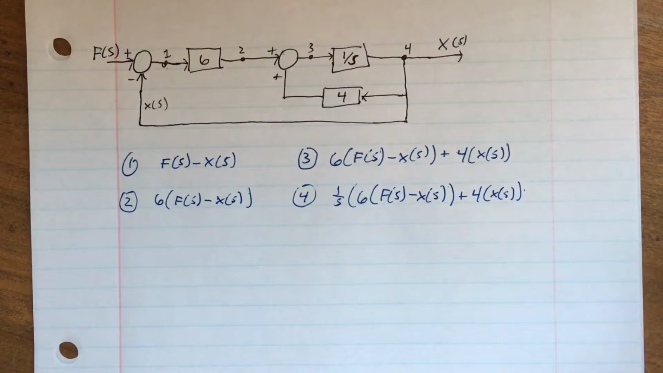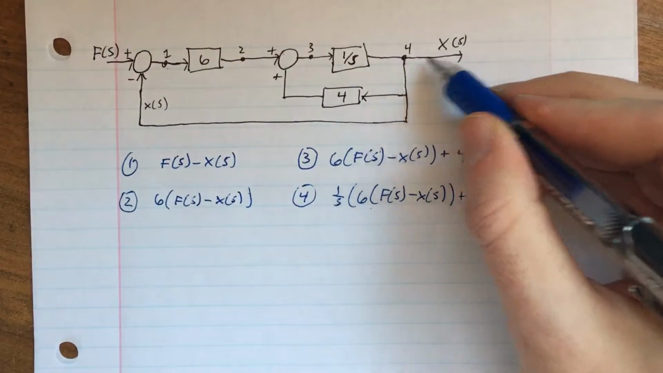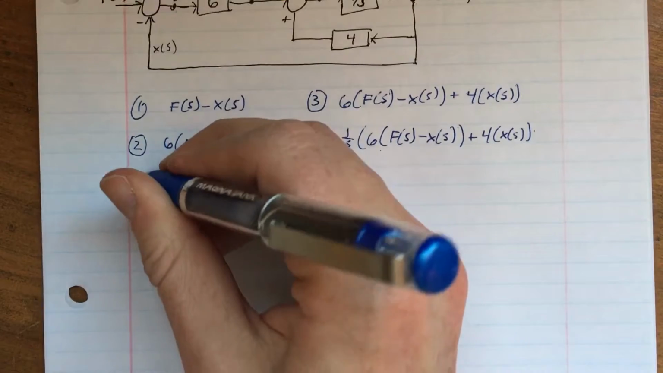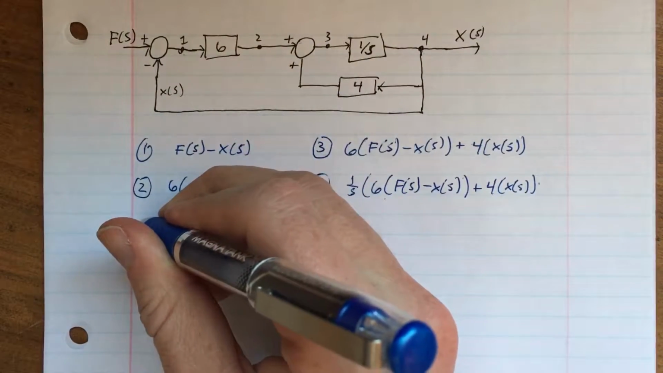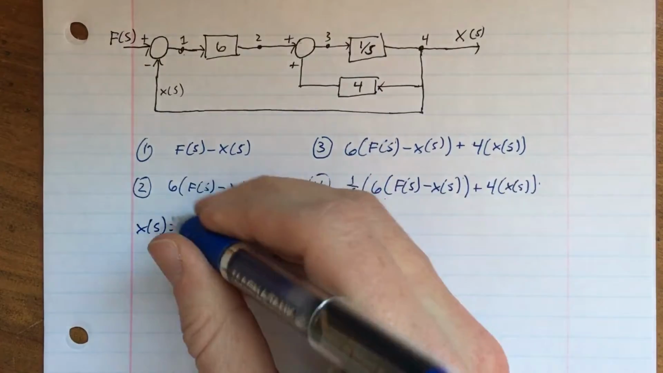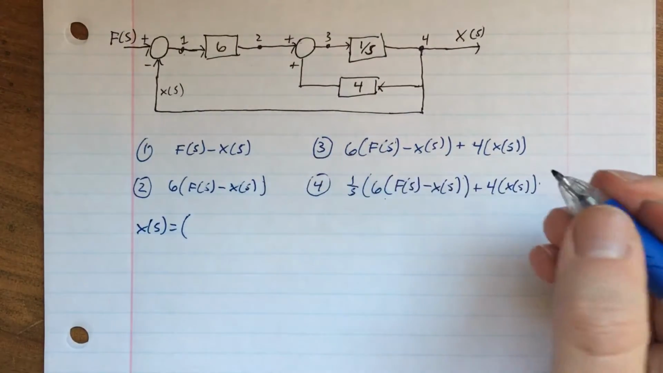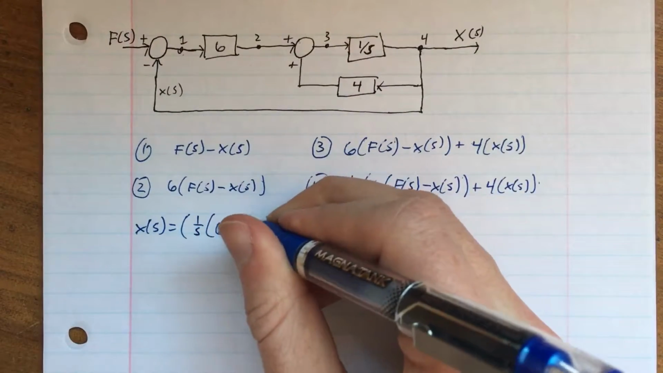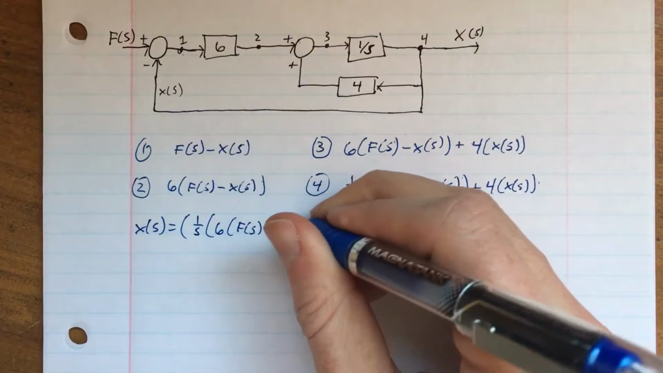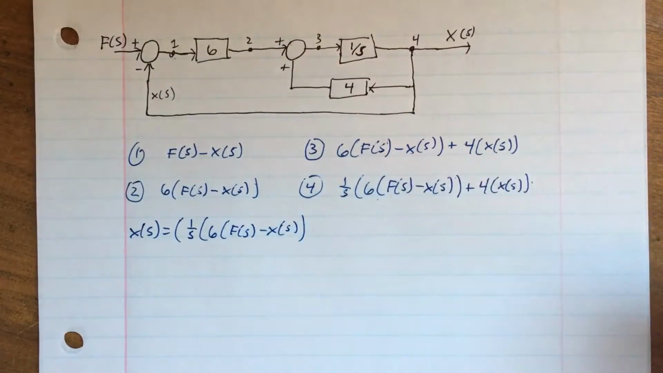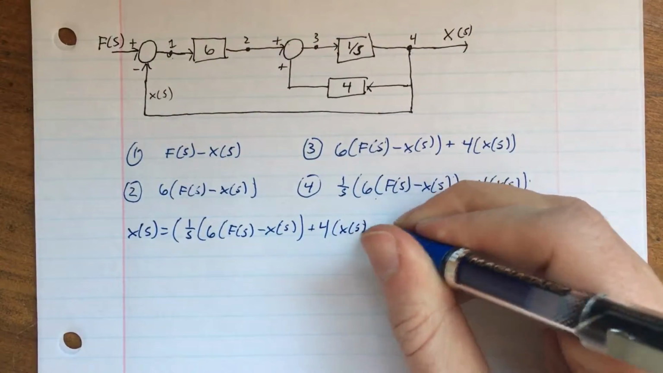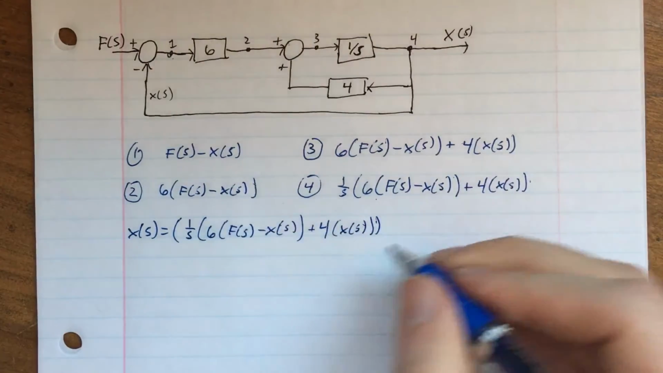Okay. And I'm going to take this and I'm going to simplify it down. Oh, one more thing. So this right here, this at point 4 is equal to x of s. So I'm just going to write that out here and start to simplify it. So I'll just rewrite it to start. x of s equals 1 over s times 6 f of s minus x of s plus 4 times x of s. I put one too many parentheses in over there.